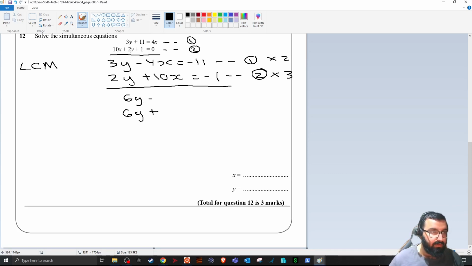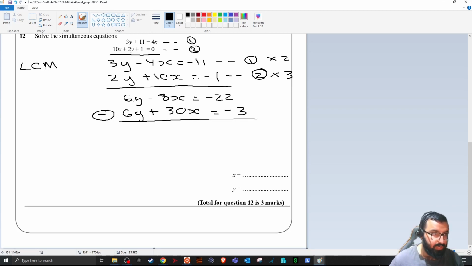So we have the top equation, 6y minus 4 times 2, which is minus 8x, equals minus 11 times 2, which is minus 22. And we're going to multiply the bottom equation by 3. So 10 times 3 is 30x, equals minus 1 times 3, which is minus 3. And now it's much easier for me to just subtract, since both 6y's are positive here.